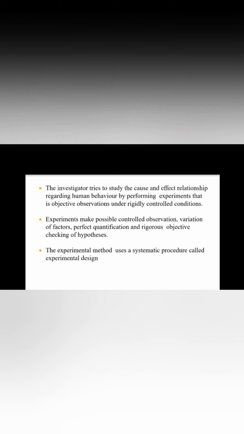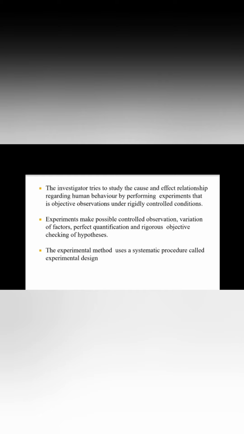In experimental method, the investigator tries to study the cause and effect relationship regarding human behavior by performing experiments, that is, objective observation under rigidly controlled conditions. That is, it is the observation under controlled conditions. Only in experimental method can we study the cause and effect relationship, not in any other methods.